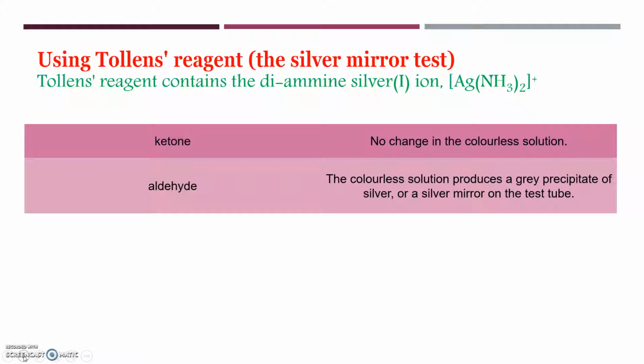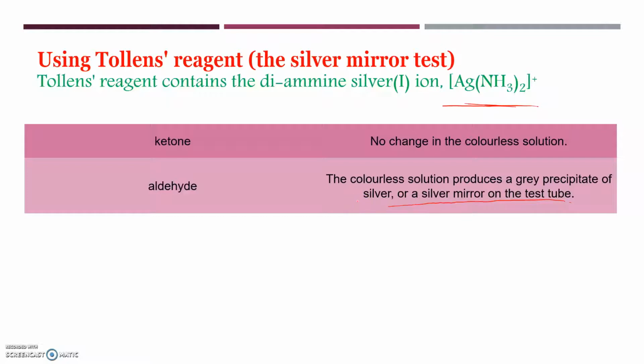The Tollens reagent is diamine silver ion. This is the chemical formula for it. Again, it's diamine silver ion. When you react it with ketones, nothing happens. It's a colorless solution and stays colorless. But with aldehydes, the colorless solution produces a gray precipitate, and we call that the silver mirror test. It looks like there is a silver mirror on the test tube, from the inside.